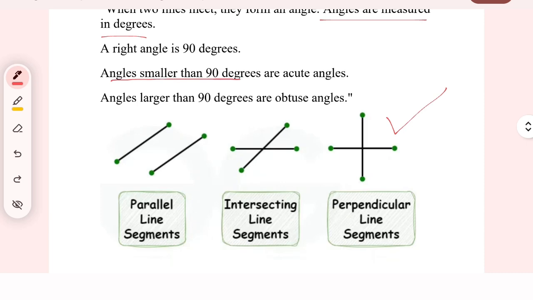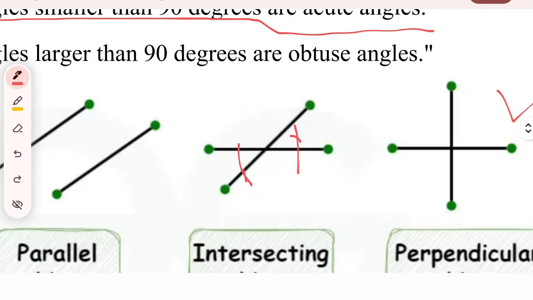Angles smaller than 90 degrees are acute angles. So this one is an acute angle. This one is also an acute angle. They're acute angles because they are less than 90 degrees.